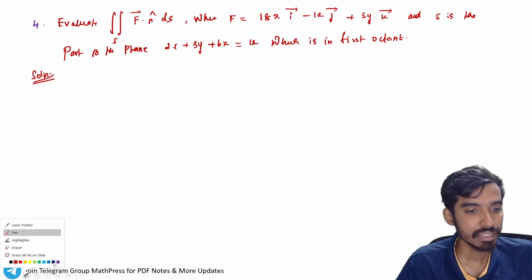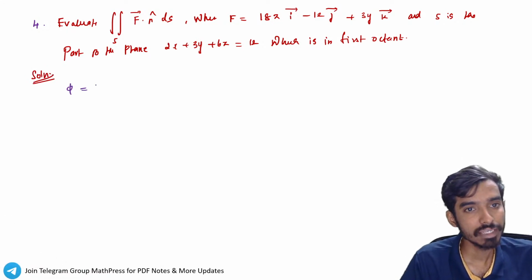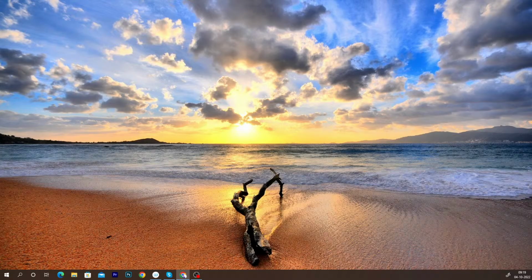So what is the surface here? The surface here is 2x plus 3y plus 6z equal to 12.